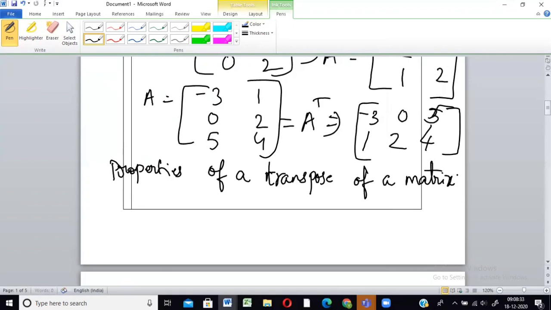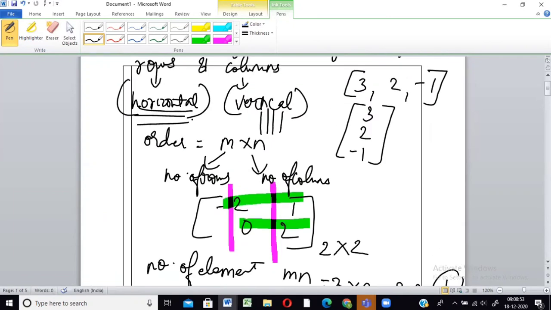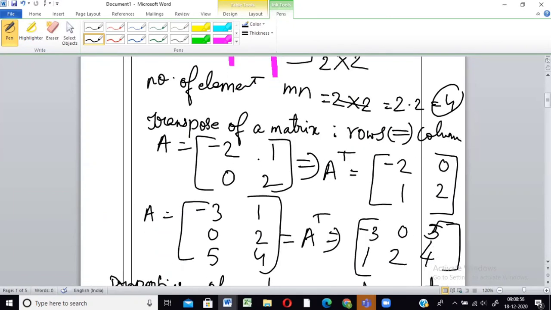Properties of transpose of a matrix. Suppose we have two matrices A and B, and A and B are of the same order. Same order means if A is 2 cross 3, then B is also 2 cross 3. Likewise, if A is 3 cross 3, then B should also be 3 cross 3. So that is what is called order, as I said. Order is nothing but m cross n, number of rows cross number of columns.